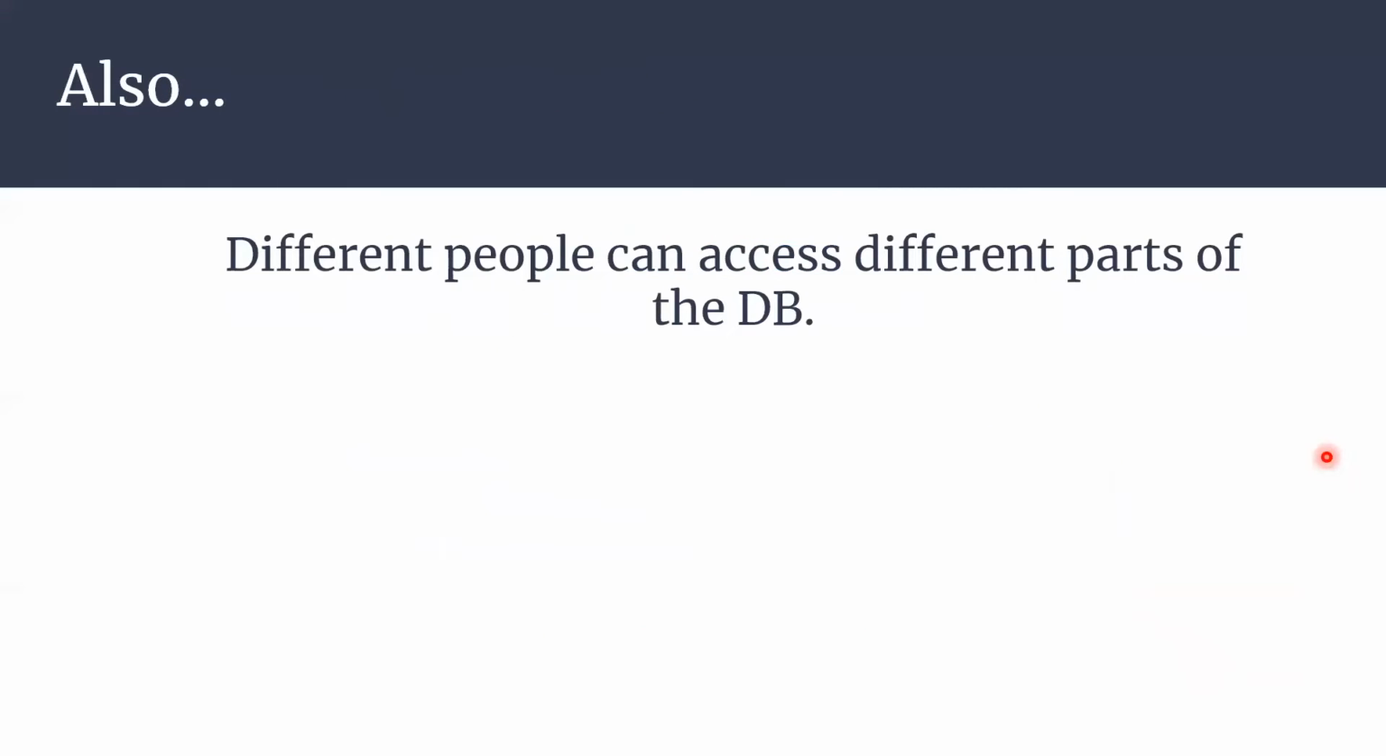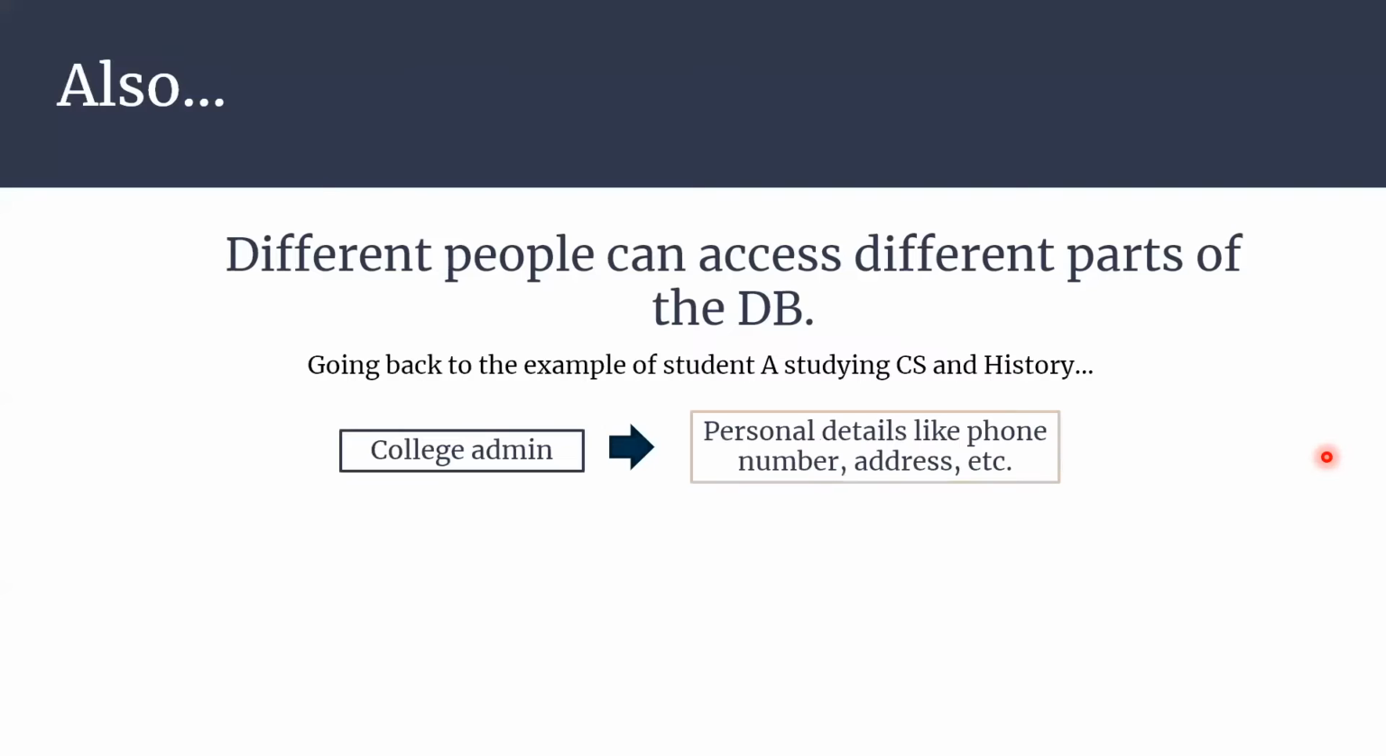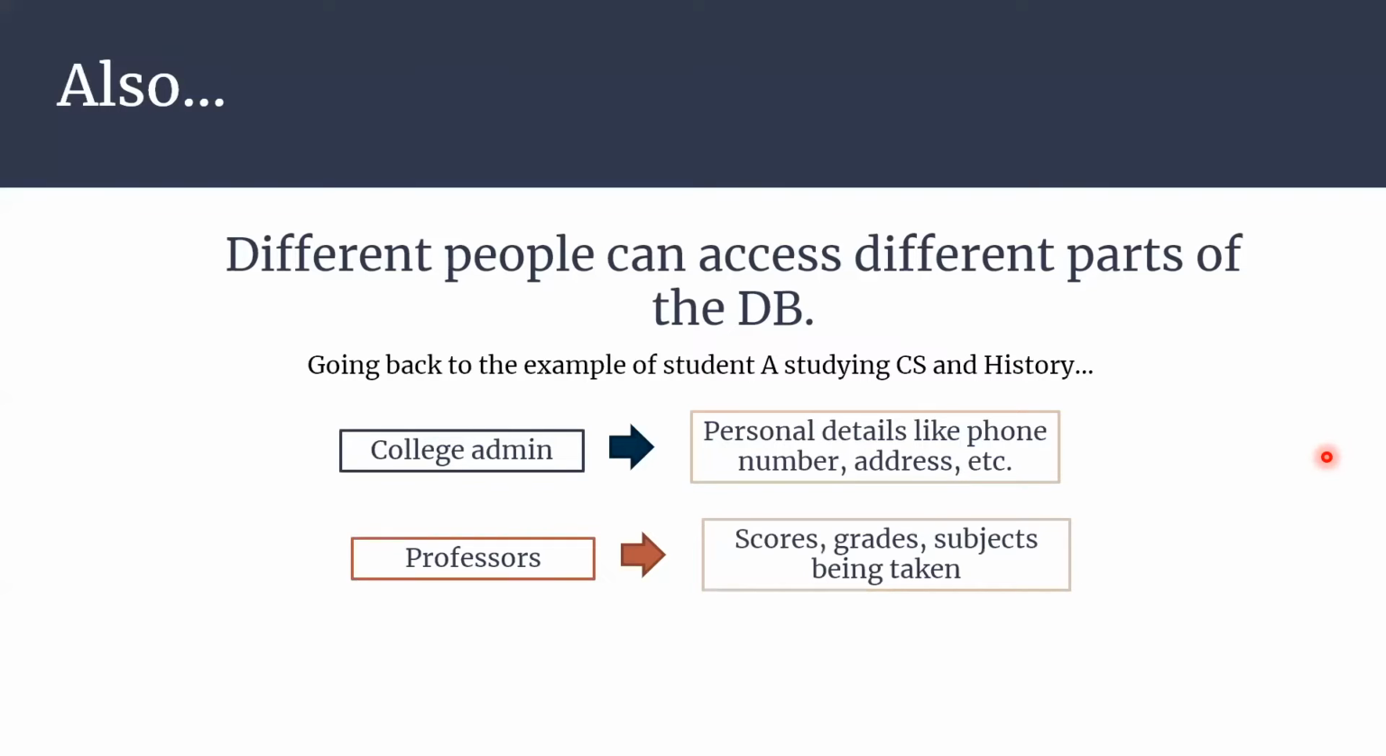Another thing that databases allow is that you can design the database so that different people can access different parts of it. So let's go back to that example where student A was studying in college X and he was taking computer science and history. The college administration should be able to access his personal information like the phone number, the address, and so on. The professors should be able to access the scores he's got, his grades, the subjects that he's taking. And also, he's studying two different streams, right?